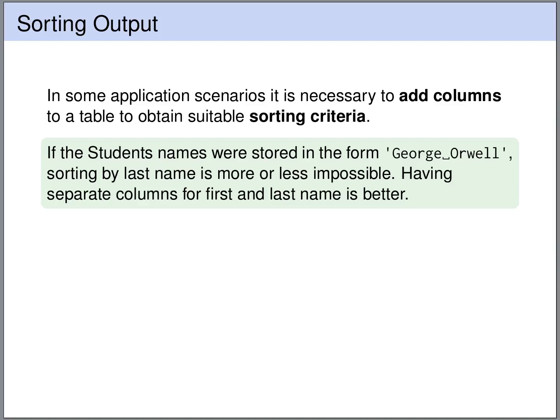In some application scenarios, it's necessary to introduce additional columns in order to obtain suitable sorting criteria. So for instance, if you imagine that we have a database where we have a single column name that stores just a simple string combining the first and the last name, so just George space Orwell, then it's very difficult to sort by last name. Then it's better to have two columns, one with the first name and one with the last name.